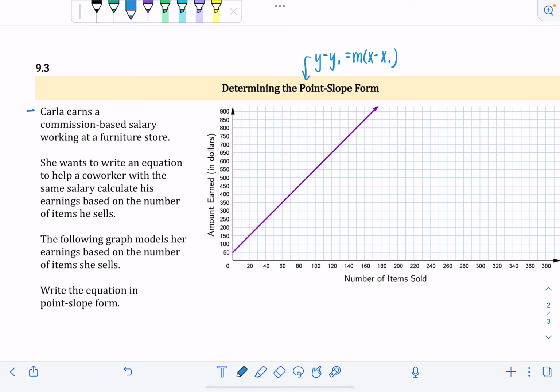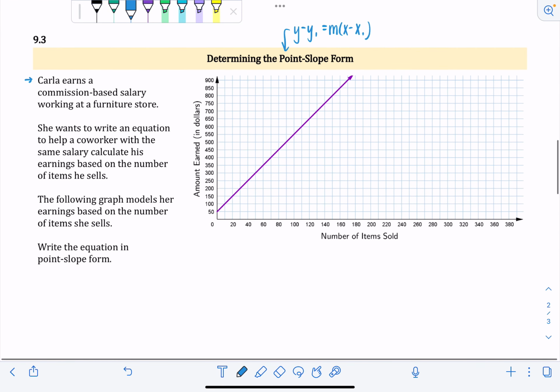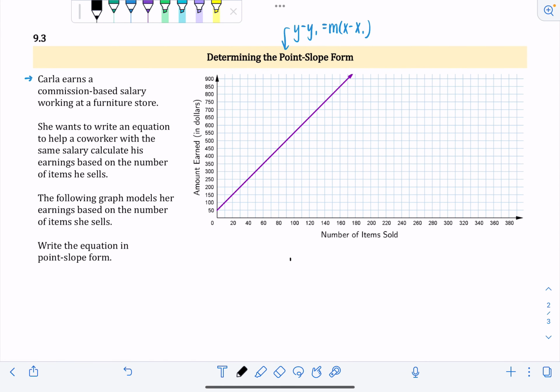So starting from right here, Carla earns a commission-based salary working at a furniture store. She wants to write an equation to help a coworker with the same salary calculate his earnings based on the number of items that he sells. The following graph models her earnings based on the number of items that she sells. Write the equation in point slope form. So we just want to be able to get to the point where we can write an equation in point slope form.